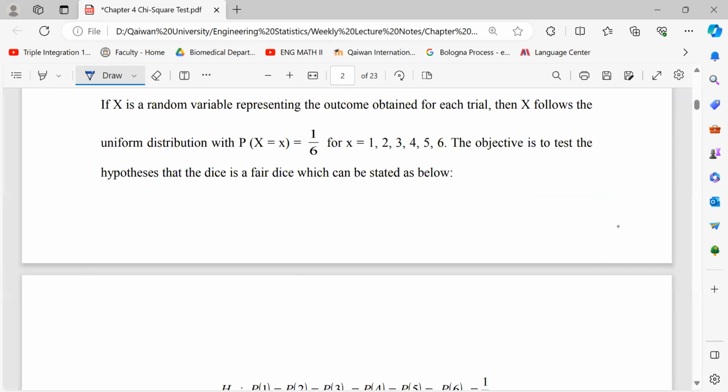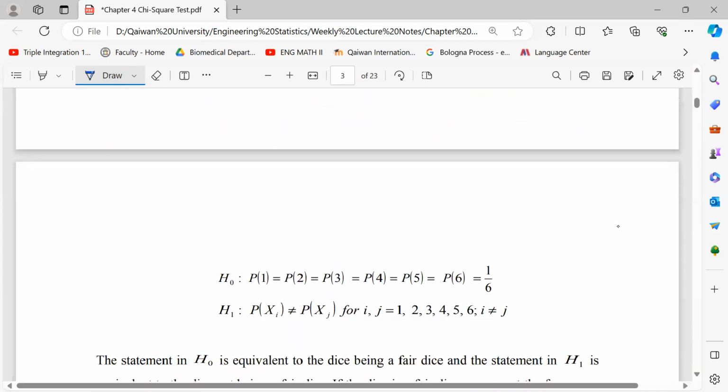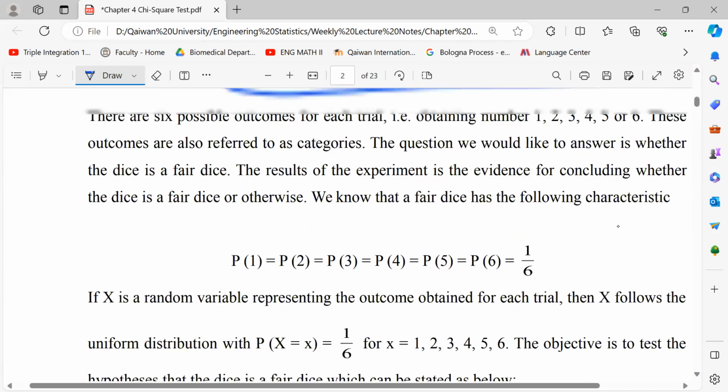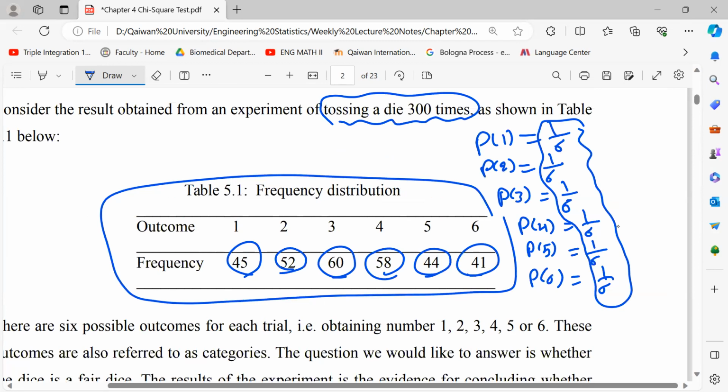That's it. It's talking about that. Here, in this chapter, we talk about hypothesis, which is the possibility of the given things. For example, here it says we have a fair dice. That means if we have a fair dice, the probability of all outcomes must be 1/6. So we name this H0. We let this be the null hypothesis.